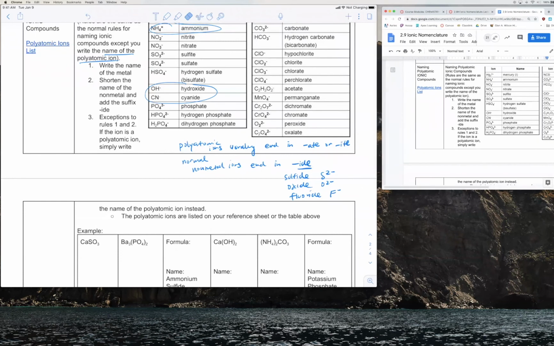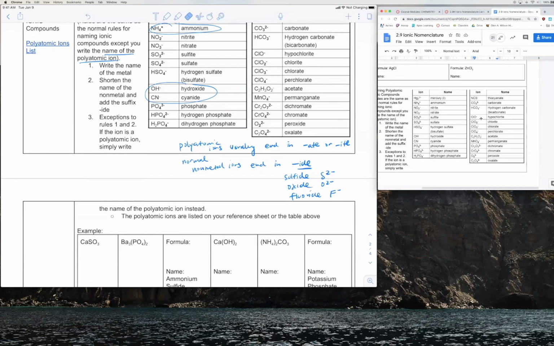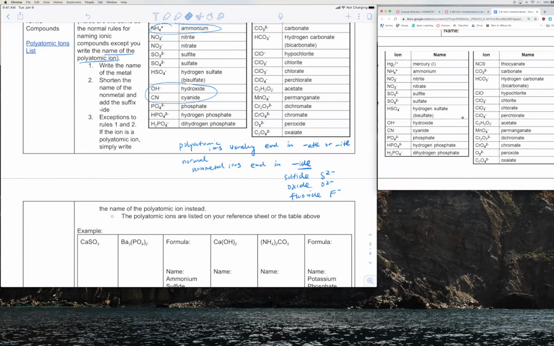Let me configure everything. Okay, so hopefully you can see this. I'll leave this up here.